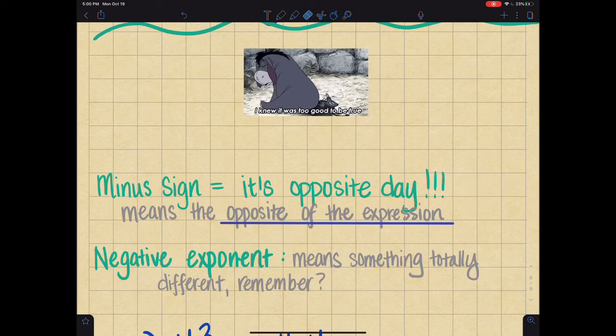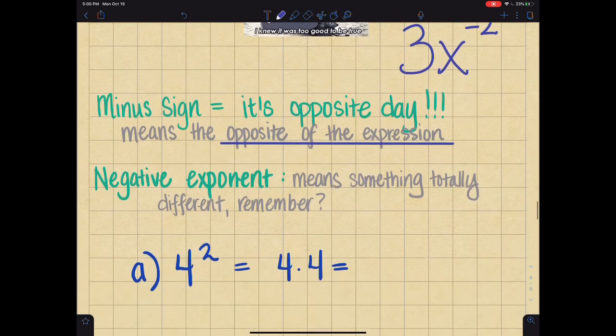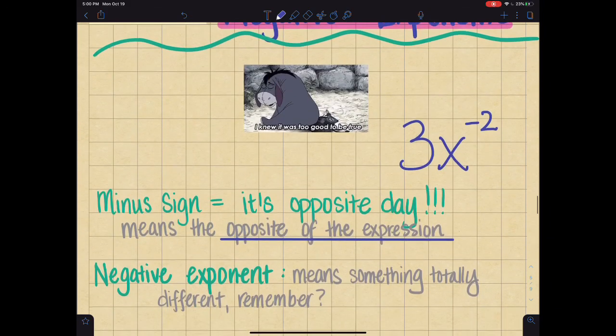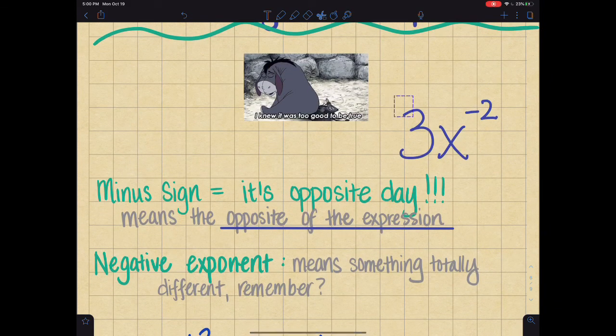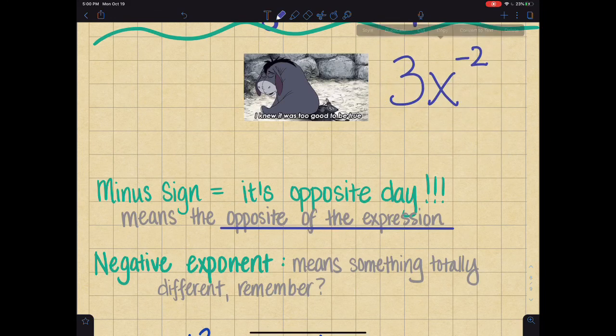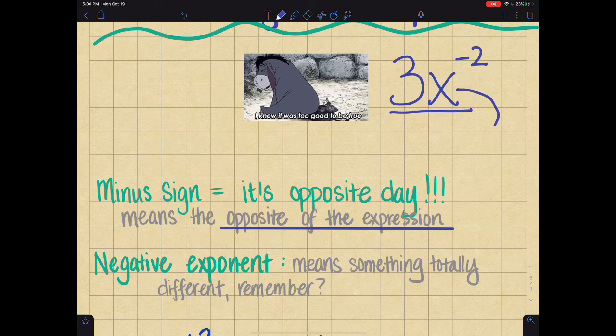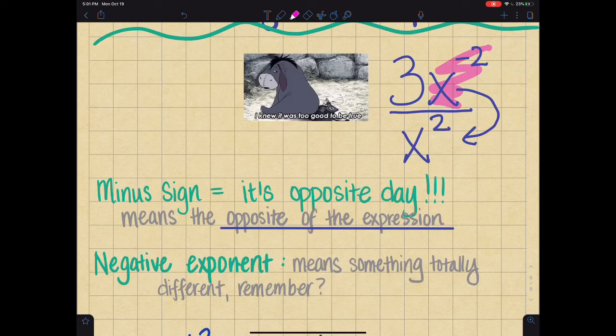if you have a negative exponent, like 3x to the minus 2, that means something totally different. And do you remember what that means? It basically means the inverse of the expression. It would mean that you move the x from the numerator to the denominator, and then you can change the sign like that. And so this is no longer on the top, it would be on the bottom. So that's what it means when you have a negative exponent. So it's something that's totally different.